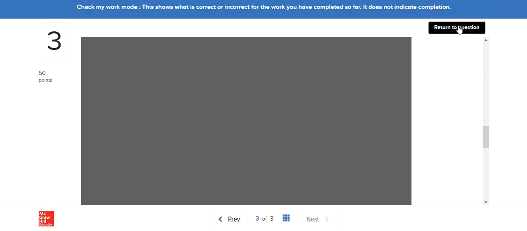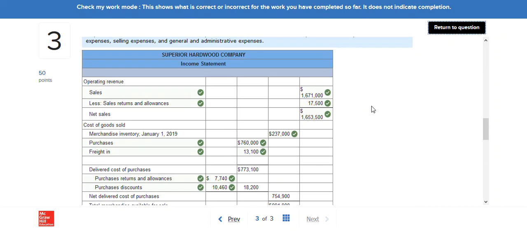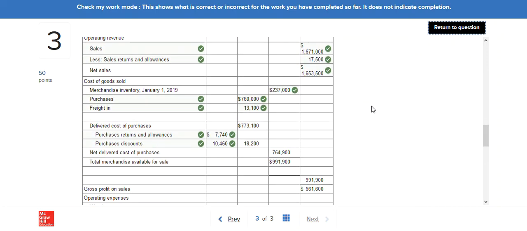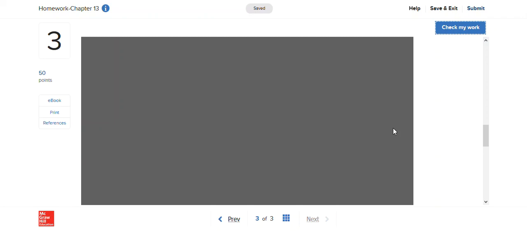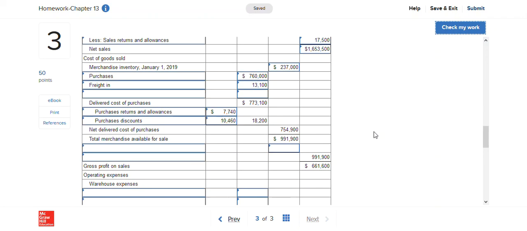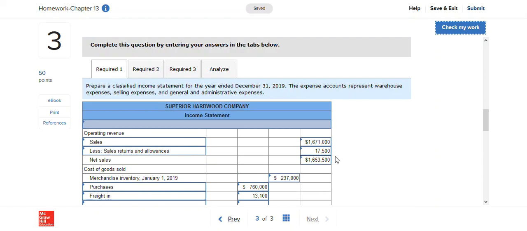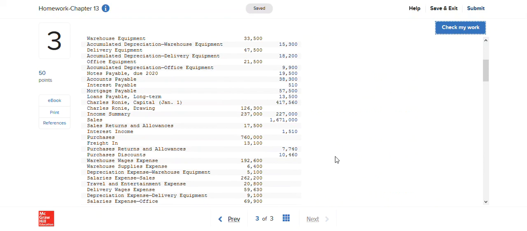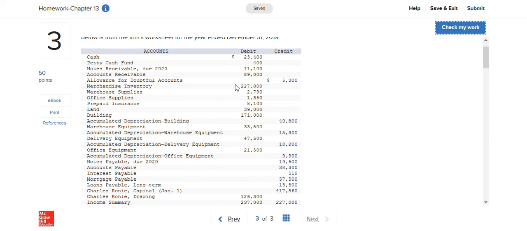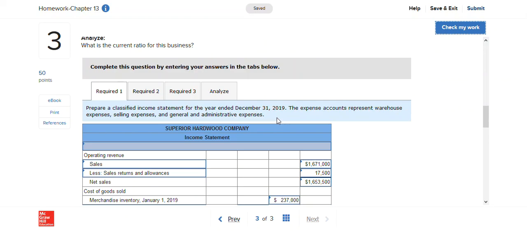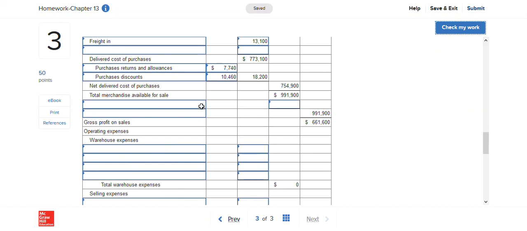And let's make sure that Connect is happy with these before we go on. So it should look something like that. So the total merchandise for sale is the beginning merchandise inventory plus the purchases less basically the stuff we sent back in the discounts. So let's go back to our worksheet. So we've got merchandise available for sale, but we didn't sell all of it. We still have some merchandise left, and that's our merchandise inventory. That's the ending, which is the $227,000. So we're going to subtract that.